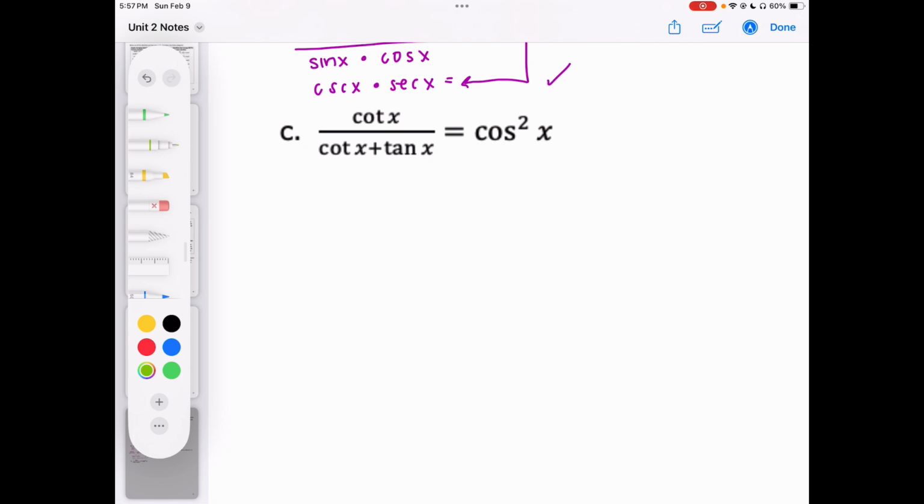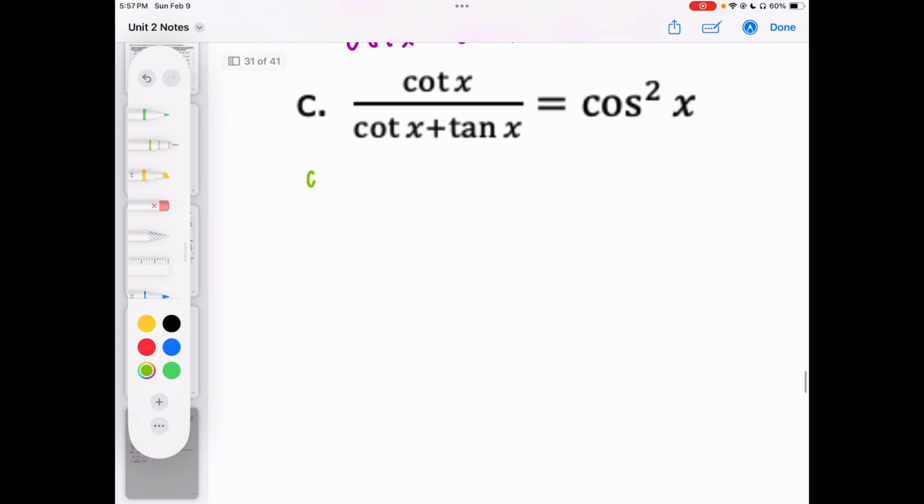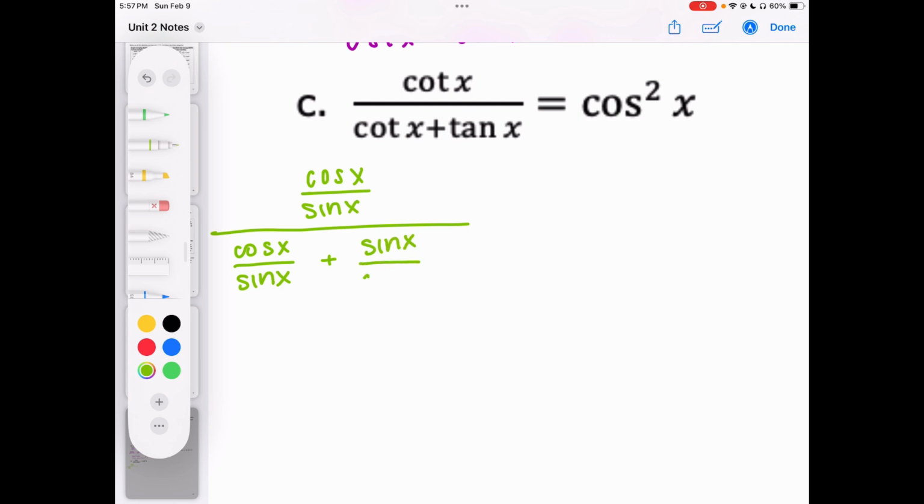So let's go ahead and write the left side. The left side is definitely the more complicated side. So we'll write it in terms of sine and cosine. So we have cosine of x over sine of x divided by cosine of x over sine of x plus sine of x over cosine of x.